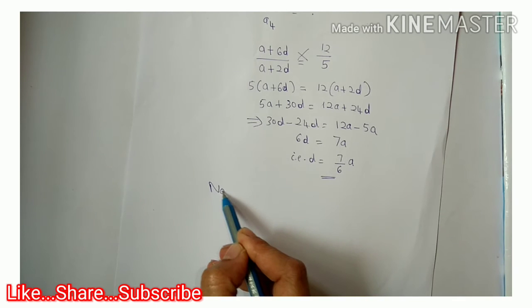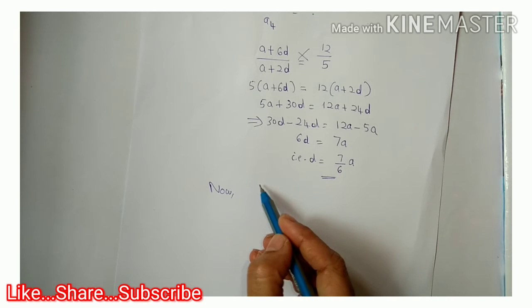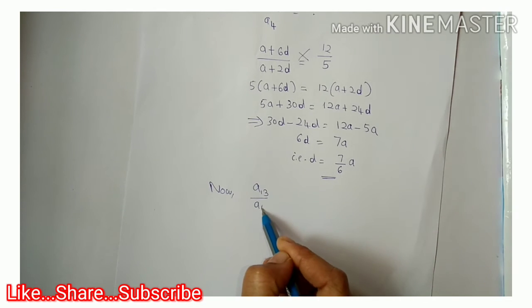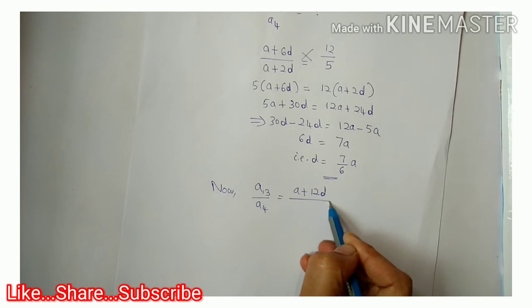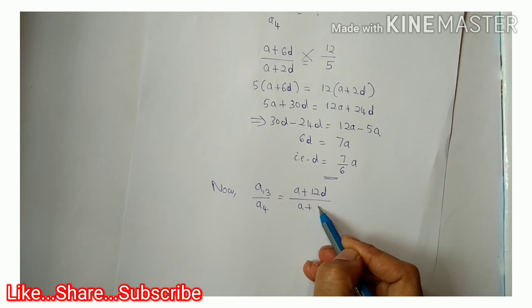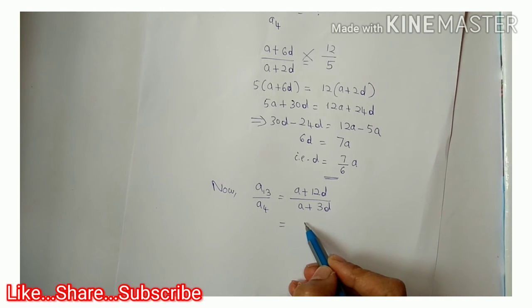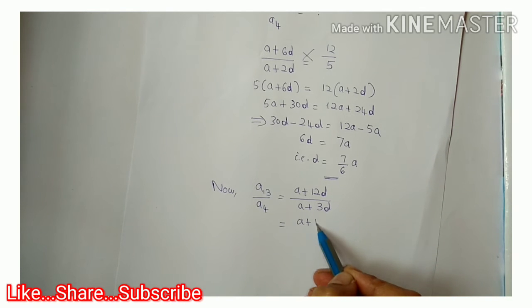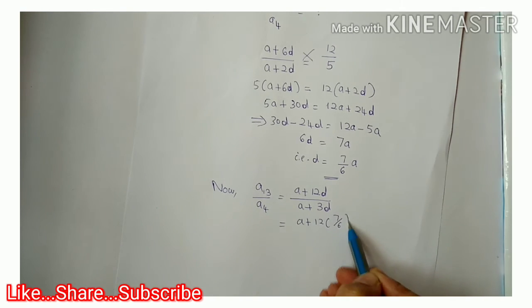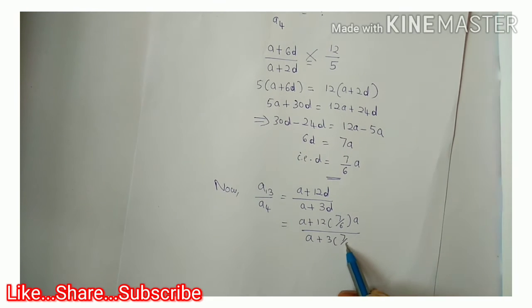Now let us find the ratio of 13th to 4th term. A13 by A4. A plus (13 minus 1) into D, A plus 12D, by A plus (4 minus 1) into D, A plus 3D. Substitute the value of D: A plus 12 into 7 by 6 A, by A plus 3 into 7 by 6 A.